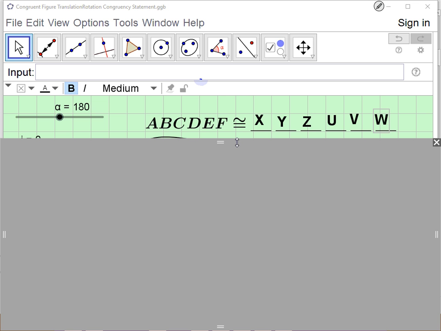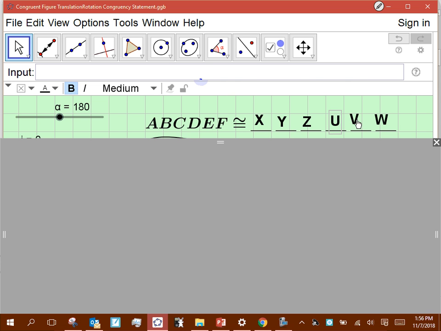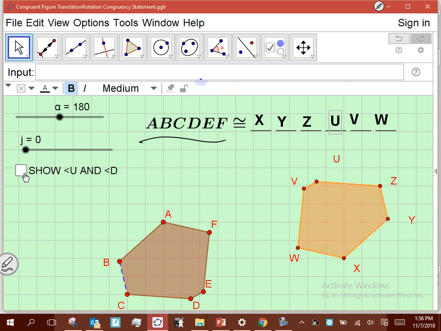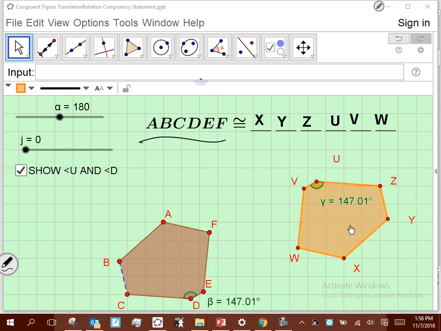When I look at the name, just look at angle D real quick. If angle D is the 4th letter here, what angle is it going to be comparable to over here? Angle U, right? If I ask this thing to show what angle U and angle D are, are they indeed congruent? Are they both 147.01? We should be able to make that conclusion based off of anything up there. If I look at angle E, it should be congruent to angle what? V. If I look at angle Y, it should be congruent to angle what?